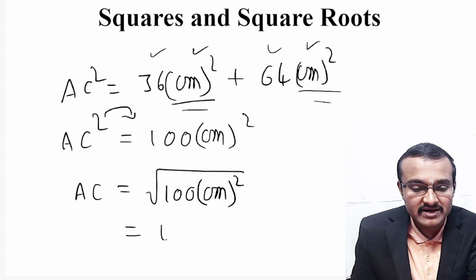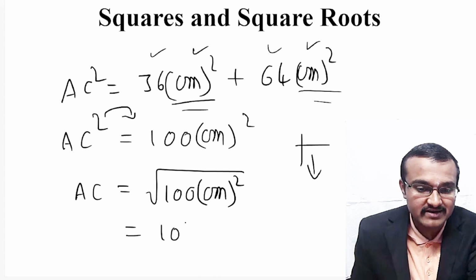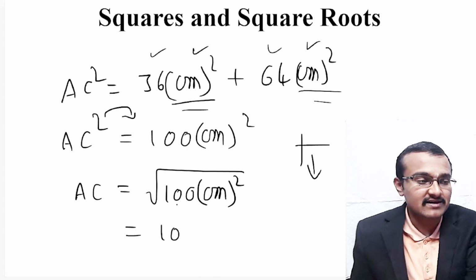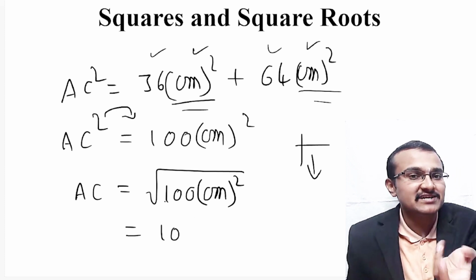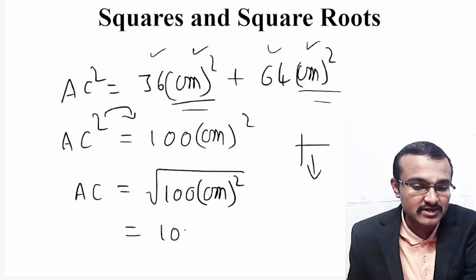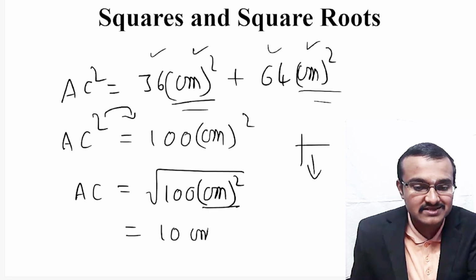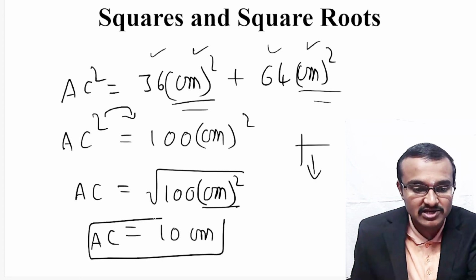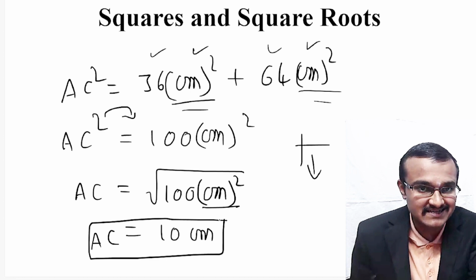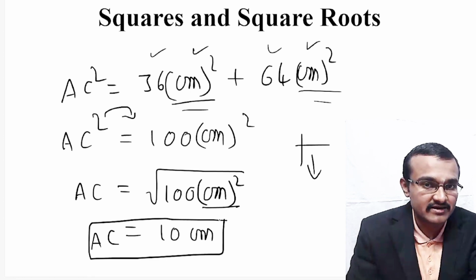So what is the square root of 100? It is 10. You can follow the division method and find the square root of 100, or you actually know that 10 into 10 is 100. So I am directly writing the square root of 100 is 10 and square root of centimeter square is centimeter. So the value of the hypotenuse of this particular right angle triangle, that is AC, is 10 centimeter.